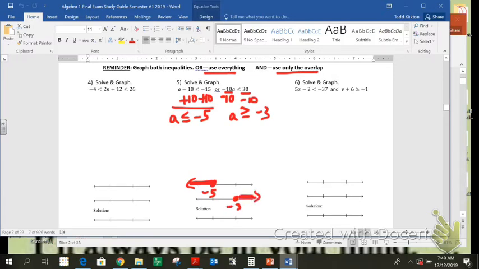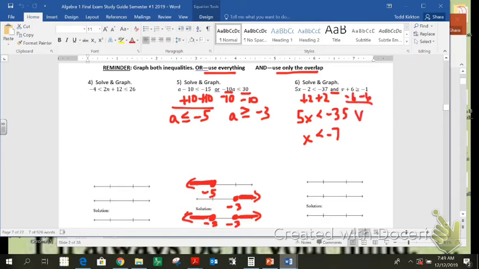Since it's or, I put both of these as my final answer. They don't have to overlap. They can, but they don't have to. So or, it just takes everything and puts it on one big number line together. Last one here, it says and, so it's not the compound where they're together, they're split apart. So I'm going to solve each one. So 5x less than negative 35, divide by 5, x is less than negative 7, minus 6, and I get greater than or equal to negative 7.